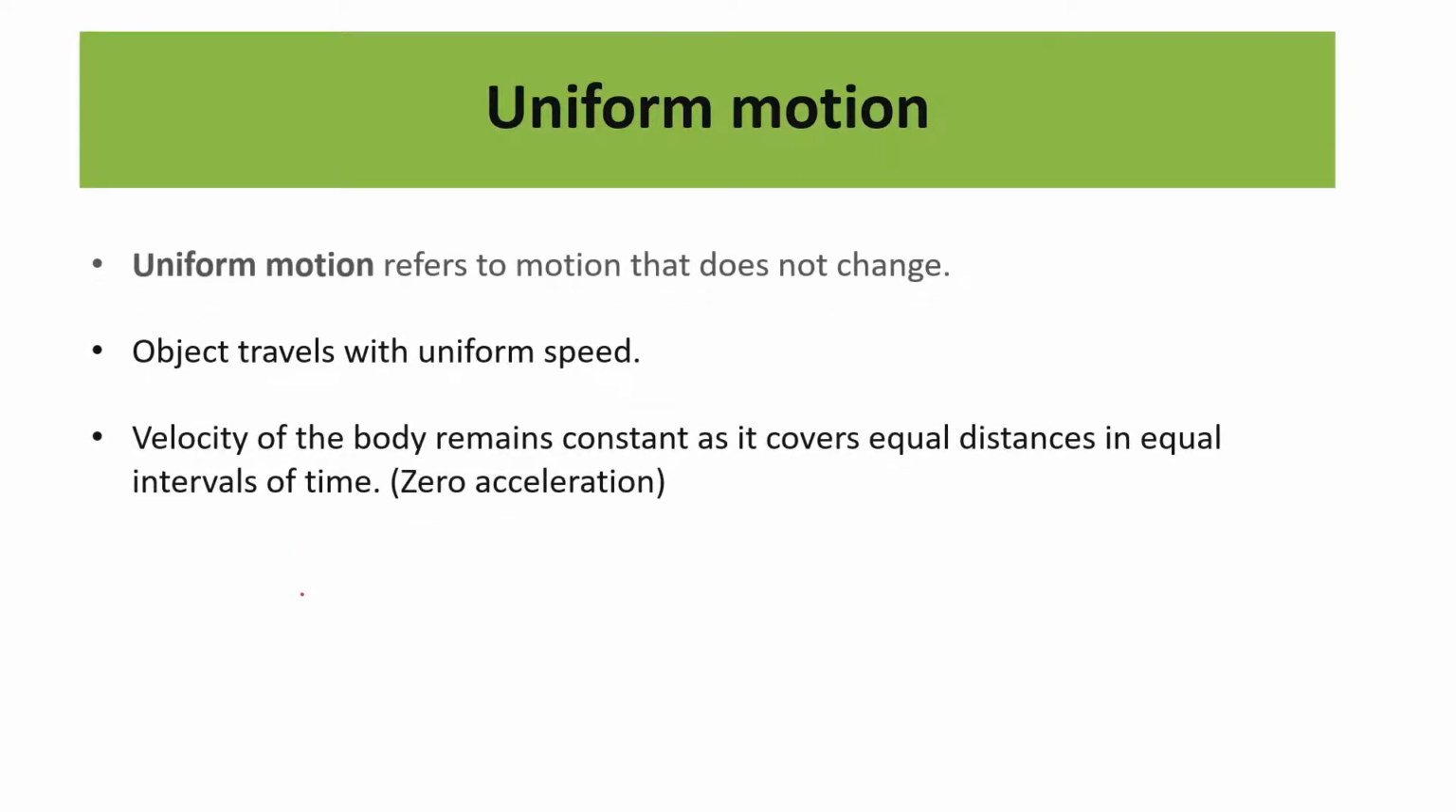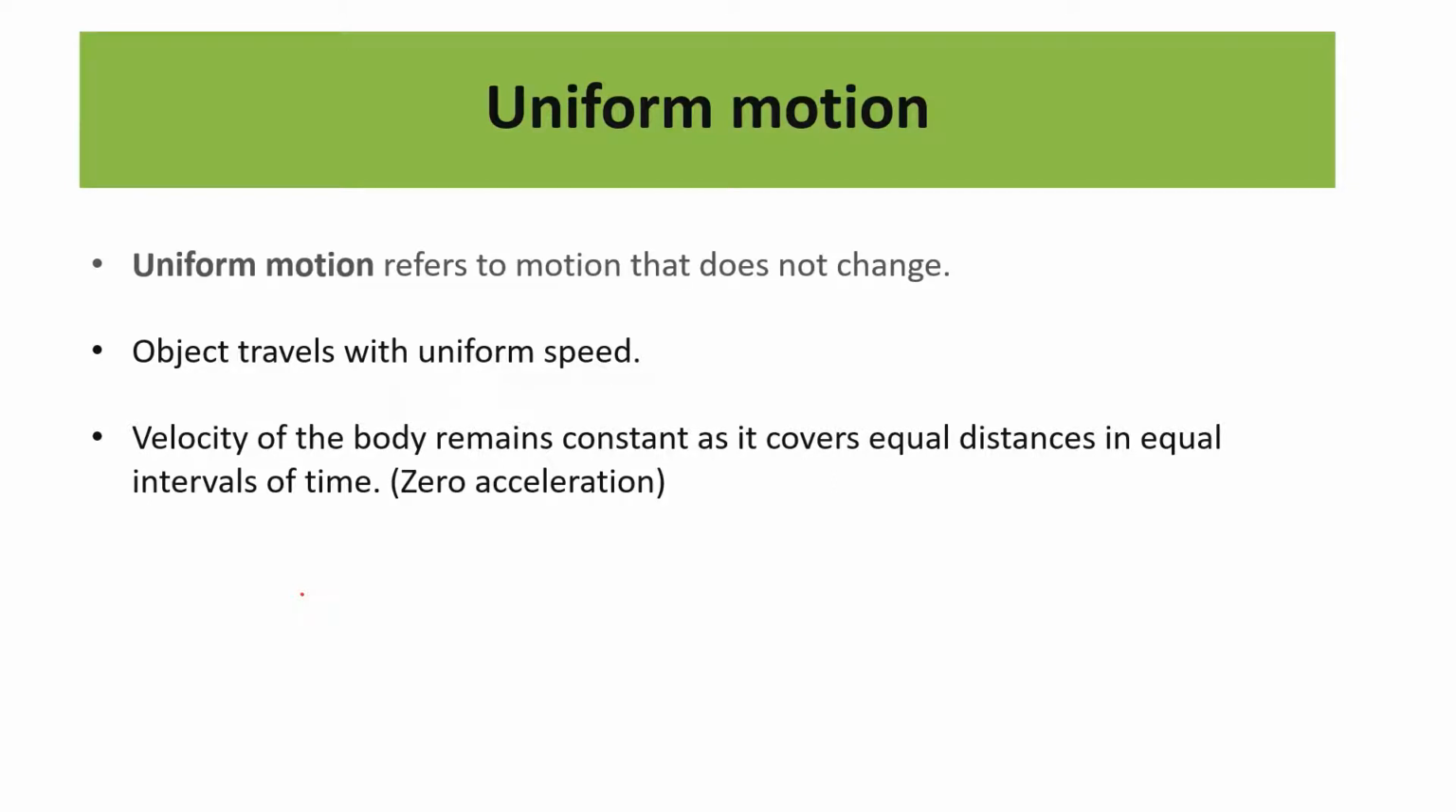What do you mean by uniform motion? Uniform motion is the motion which does not change. In this case, the object travels with uniform speed. If the speed is uniform, it means that the velocity is not changing. The velocity is remaining constant. If the velocity is remaining constant, will there be acceleration? No, because acceleration is the rate of change of velocity. When there is no change in velocity, the acceleration will be 0.